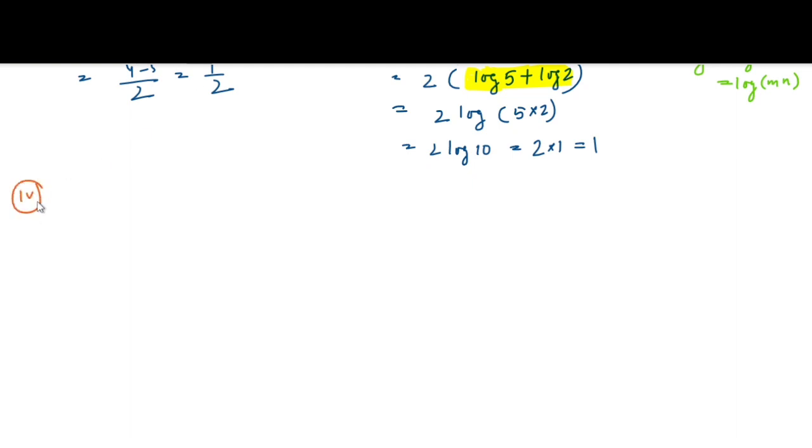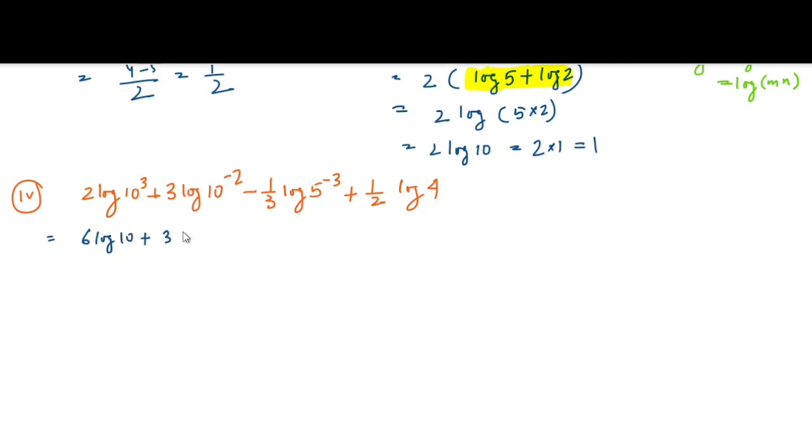Now next one, that is number 4. 2 log 10 cube plus 3 log 10 to the power minus 2 minus 1 by 3 log 5 to the power minus 3 plus half log 4. This is the question we have. Now how to solve that? We can shift the powers to the left side, so there is 6 log 10 plus 3 into minus 2 log 10 minus 1 by 3 into minus 3 log 5 plus half log 2 square.